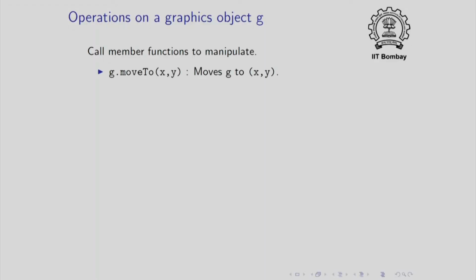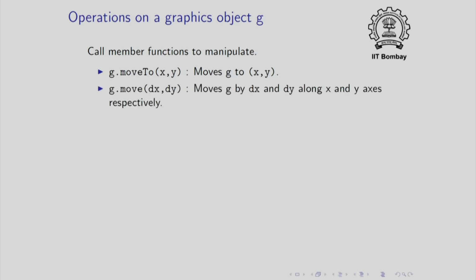Once you have constructed graphics objects, you can perform operations on them. And as I said earlier, operations on graphics objects are simply member function calls on the corresponding object. Suppose we have a graphics object G which we have somehow constructed. Here are some of the operations that we can perform on G. I can write G dot move to xy. This will move the object from wherever it is to the coordinate xy that has been named. Basically, this means that the center of the object will move to that point.